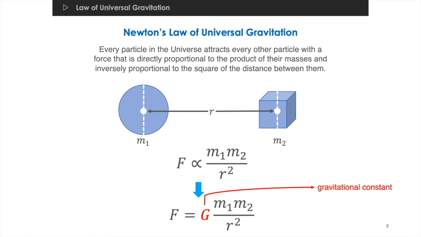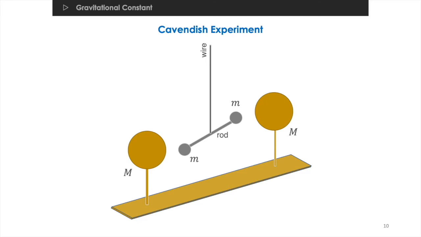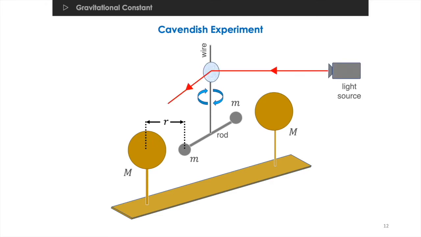The numerical value of the gravitational constant was determined when Henry Cavendish performed an experiment in 1798. The apparatus consisted of two metal spheres, each with small mass m, connected to the ends of a metal rod suspended by a thin metal wire. Near the small spheres, two large metal spheres, each with mass capital M, are placed. Because of the attractive or gravitational force between the smaller and larger spheres, the rod rotates, which causes the wire to twist. The angle of rotation was measured with a light beam reflected from a mirror attached to the vertical suspension. The experiment was repeated with different masses at various separation distances r.